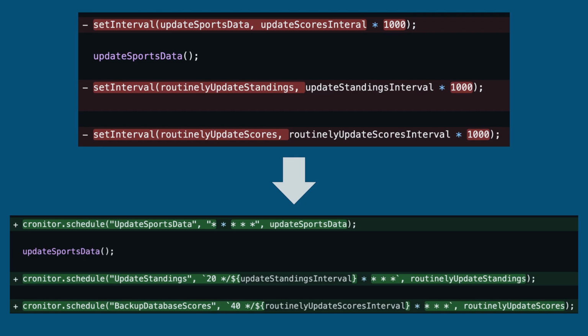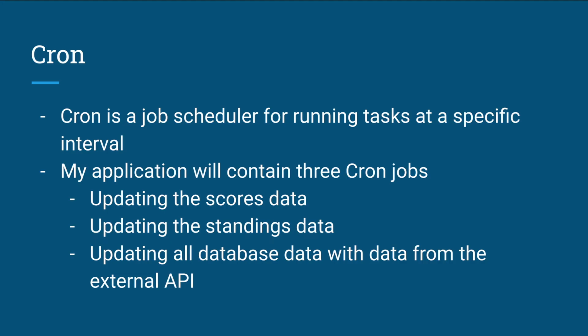The first changes I made were to convert all setInterval calls in my code to cron jobs instead. Cron is a job scheduler for running tasks at a specific interval. In my application, there are 3 operations that can be converted to cron jobs. The server attempts the following: updating the scores data once every minute, updating the standings data once every 10 minutes, and updating all of the data stored in the database every 20 minutes.